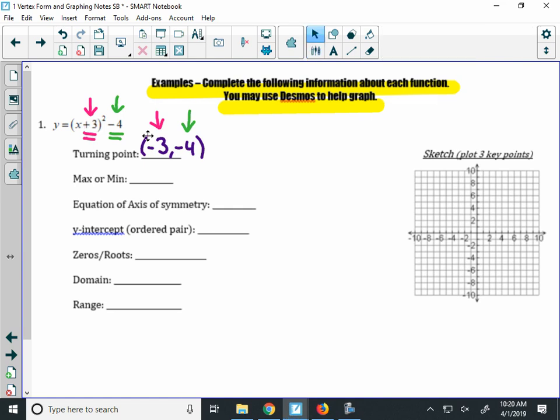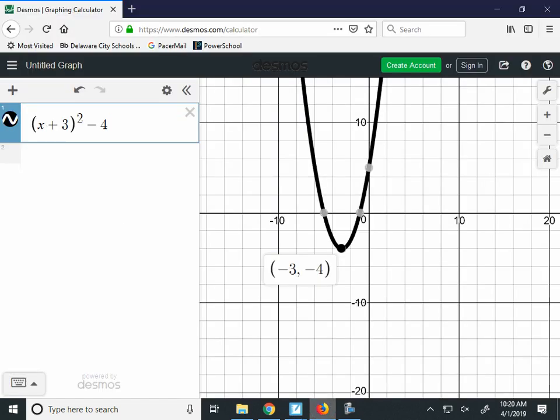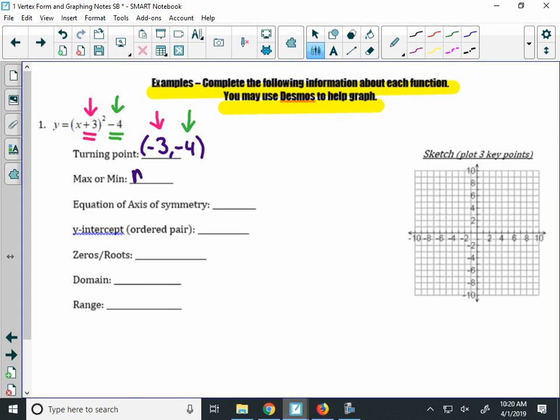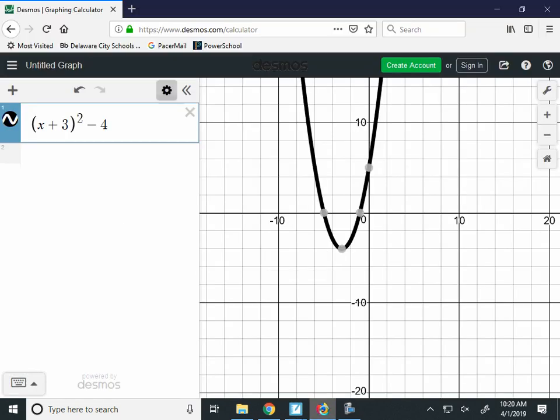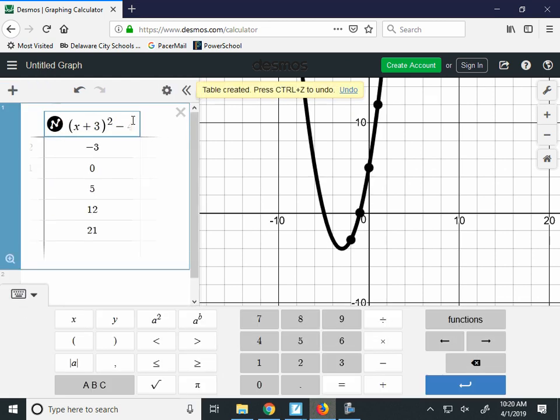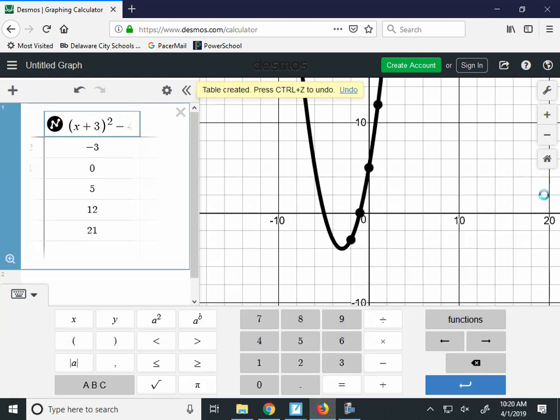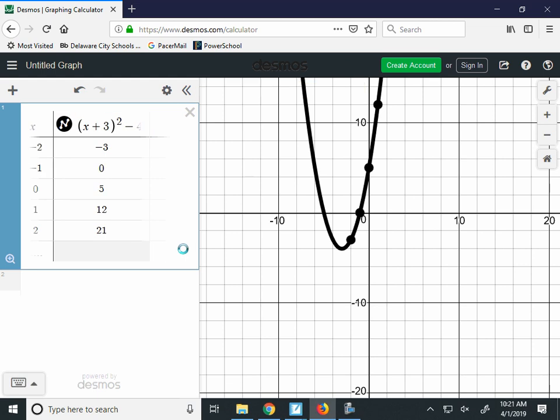When I look at my graph, it looks like this is a minimum, right? It's a lowest point. I'm going to take a second before we do the rest of this. I want to sketch the graph. So in order to sketch this graph, we're going to make a table. We've done this in previous units. So go ahead and make the table here. You want to make sure that you're plotting enough points that you can see.